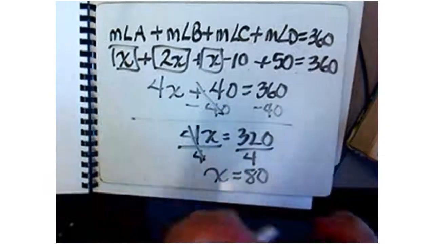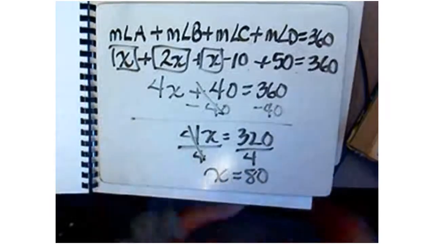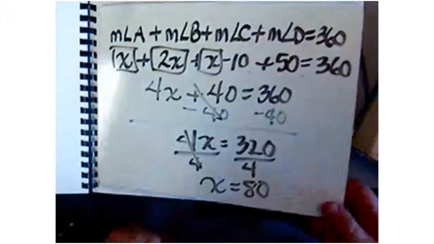And they asked us what the measure of angle B was, and so we go back to our question, and B was 2x, so we have to plug in our x. 2 times 80 is 160, so you'd answer the measure of angle B is 160 degrees. So that's the end of lesson 8-1.